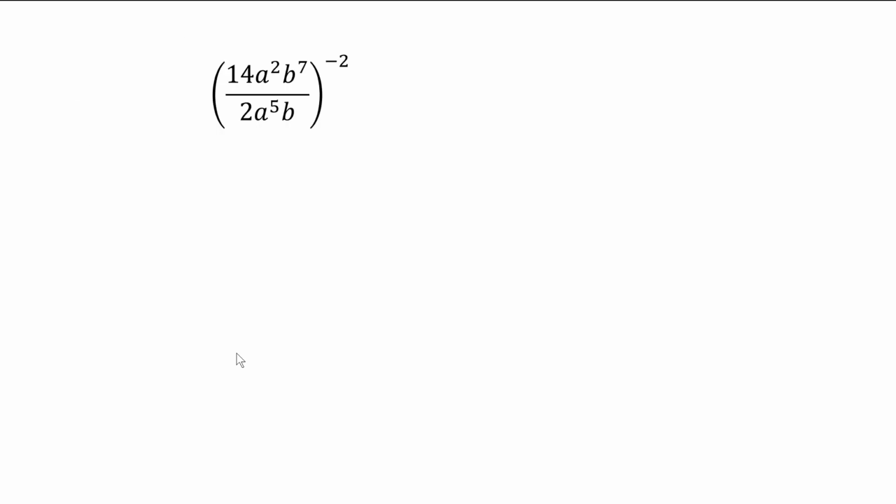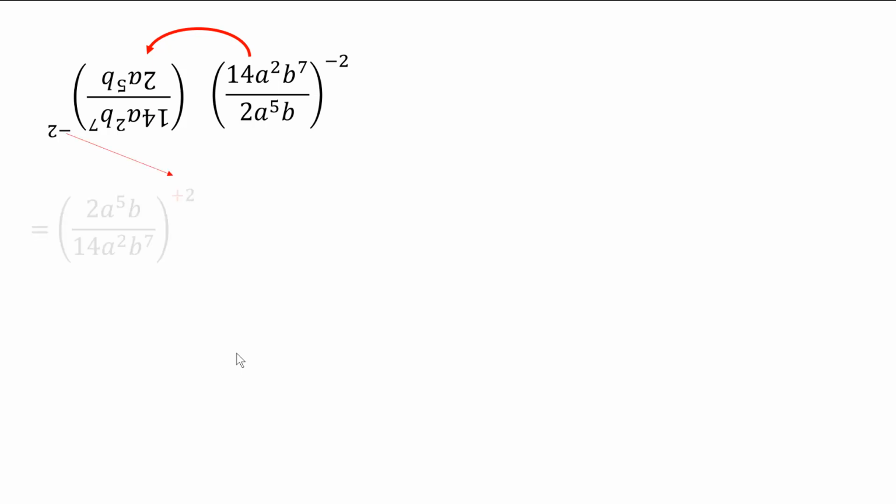Okay, we have all this stuff in parentheses raised to the negative 2 power. First of all, if you want to get a positive exponent here, you can just flip the fraction upside down and change the sign on the exponent. So I'm changing it from 14a squared b to the 7th over 2a to the 5th b, all raised to the negative 2 power, to 2a to the 5th b over 14a squared b to the 7th to the positive 2 power. So I'm flipping the base upside down and changing the sign on the exponent.